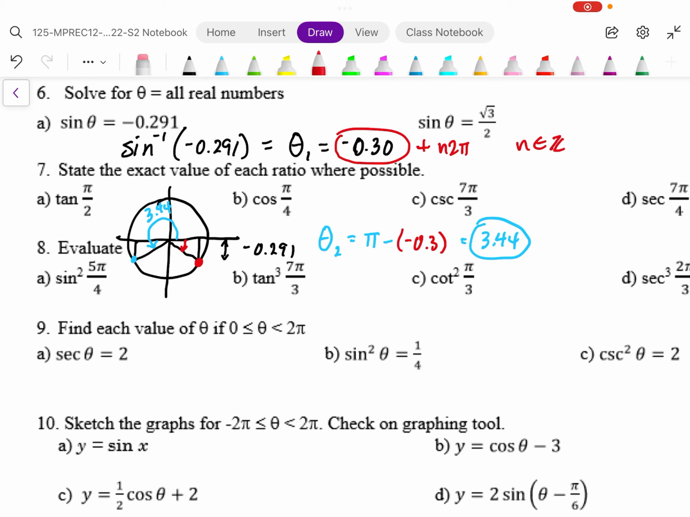If n is an integer, then as we change n by increments of 2 pi, we're going to go around the circle and just keep hitting that same red position every 2 pi. And then we do the same with the other angle. We need to do 3.44 plus n times 2 pi, and again, n is an integer. So we start at 3.44, we go backwards or forwards 2 pi, and we get all the repetitions. And the repetitions is what we need. So this part here and this part here is due to the fact that we need all real numbers.